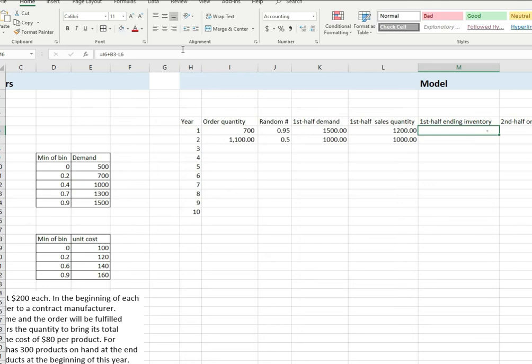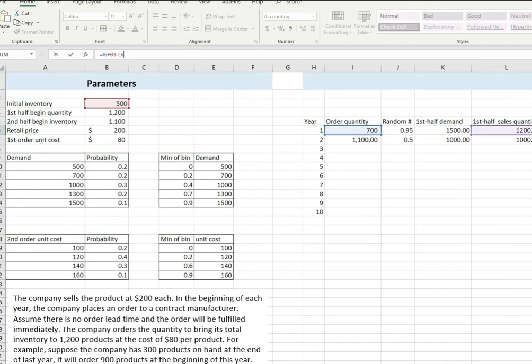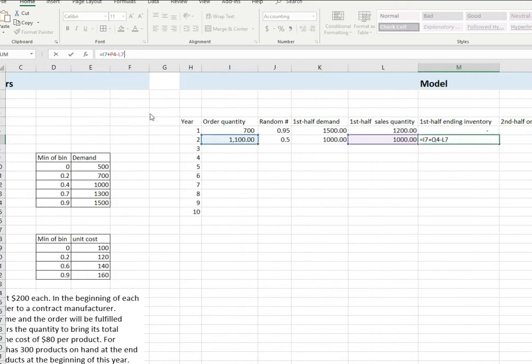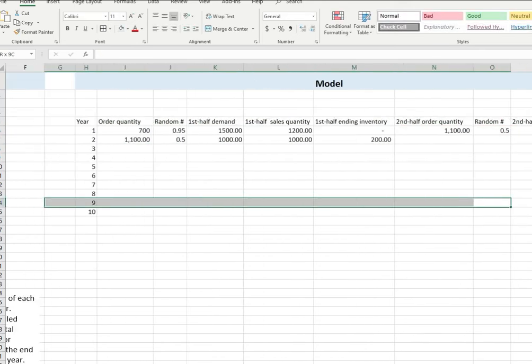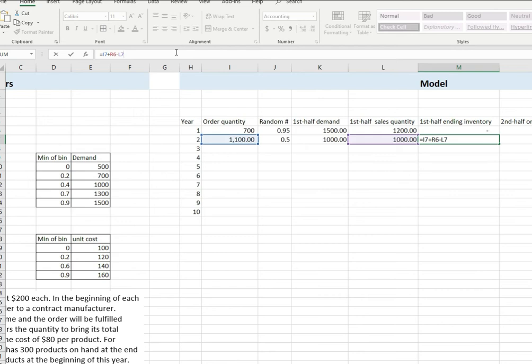Ending inventory. Can we recycle the formula here? Well, again, this year one formula involves your initial inventory, which is not the case for year two. Okay, so we need to revise this formula a little bit. We can copy it, but now revise it. Your starting inventory is order quantity plus whatever you carry from the previous year. So second half ending inventory in year one. Okay, like so.